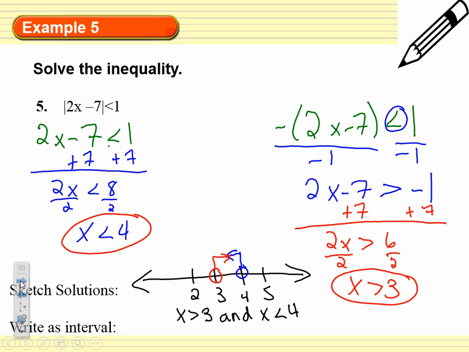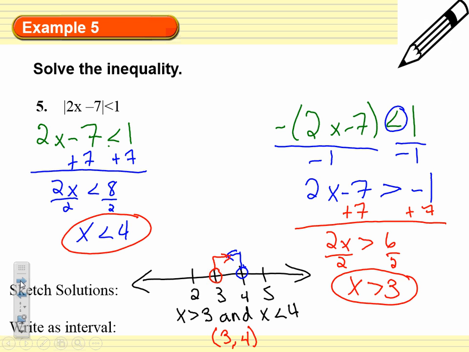Now, if we write this in interval notation, we know we're starting at 3 with an open bracket because it's not colored in, it's only going to 3 but not touching it. And we're going all the way to 4. That's our interval from 3 to 4.